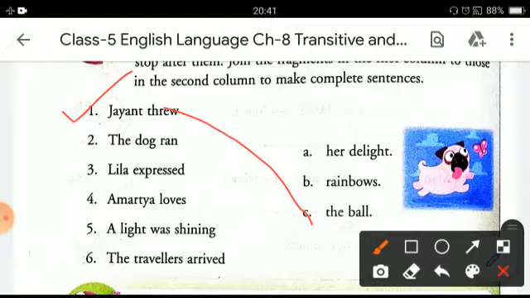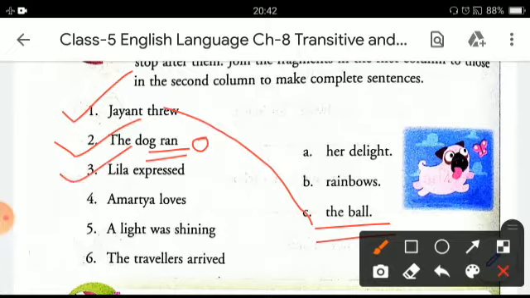It's a transitive verb. Jayant threw the ball, having an object to it. Now the second one is the dog ran. The dog ran is having a complete meaning in itself. It's an intransitive verb, ending with a verb, having no object.